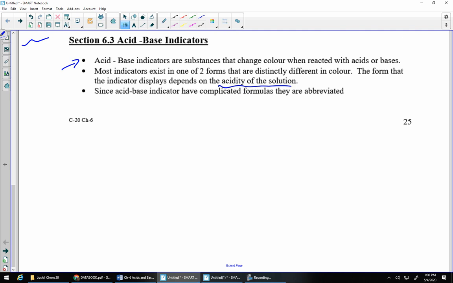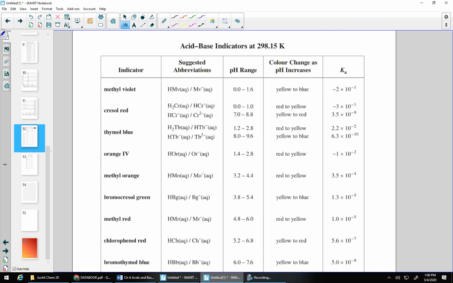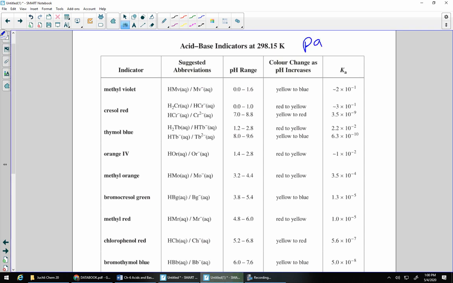Acid-base indicators have complicated formulas and sometimes names as well, so often they are abbreviated. You can see these abbreviations and their names on page 10 in our data booklet. So if you don't already have your data booklet, you probably want to check this out.